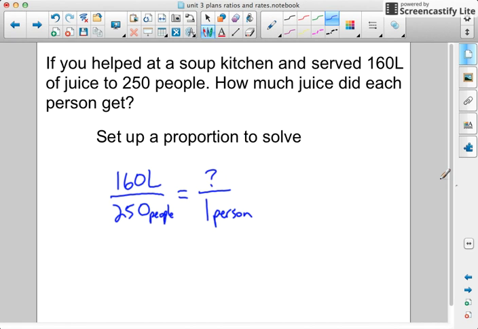So notice how we put people on the bottom on both ratios here and liters of juice on the top for both. That's very important. So we're going to cross multiply. 1 times 160 is obviously 160. Divide by the one opposite of my unknown. So 160 times 1 is 160 divided by 250. So my unknown here is 0.64, and that is liters. So each person got 0.64 liters of juice.